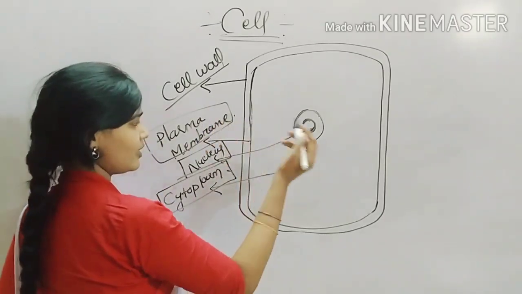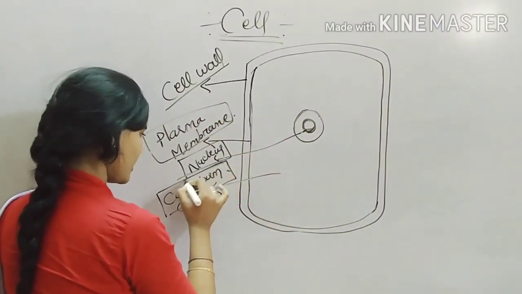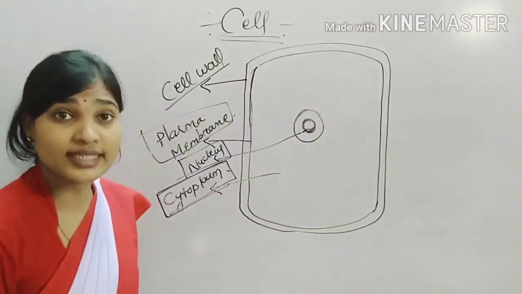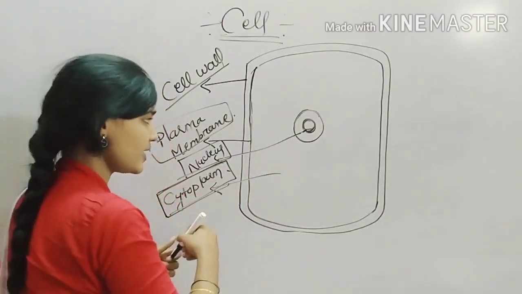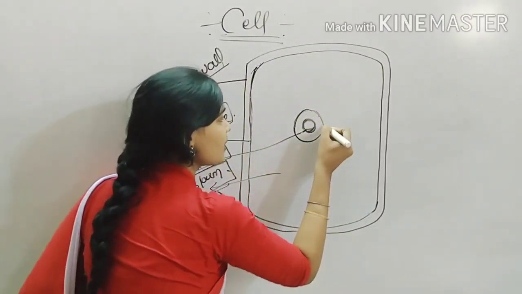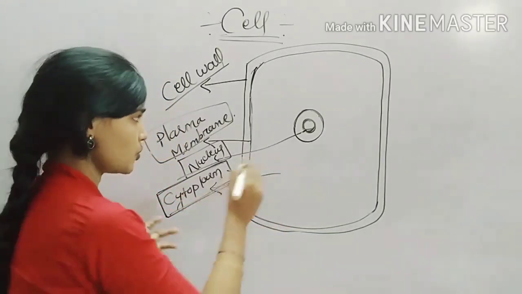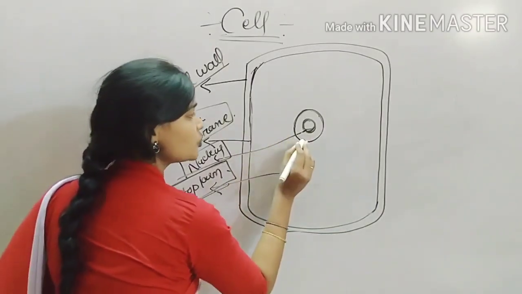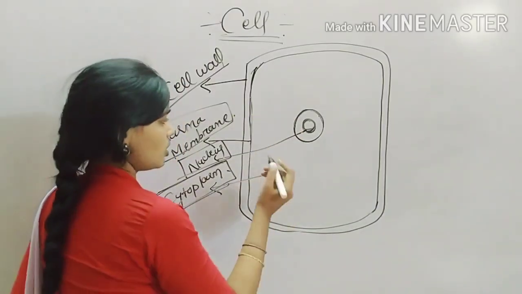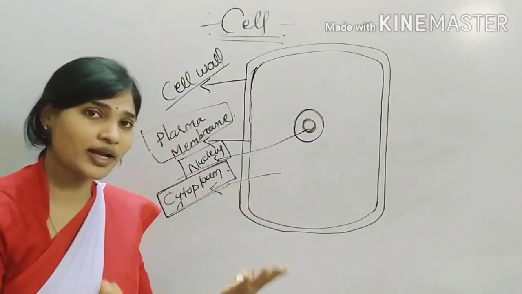After that, the basic component of the cell is cytoplasm. Cytoplasm is a jelly-like substance present in between the plasma membrane and the nuclear membrane. Okay. So in the cytoplasm there are various types of organelles present.